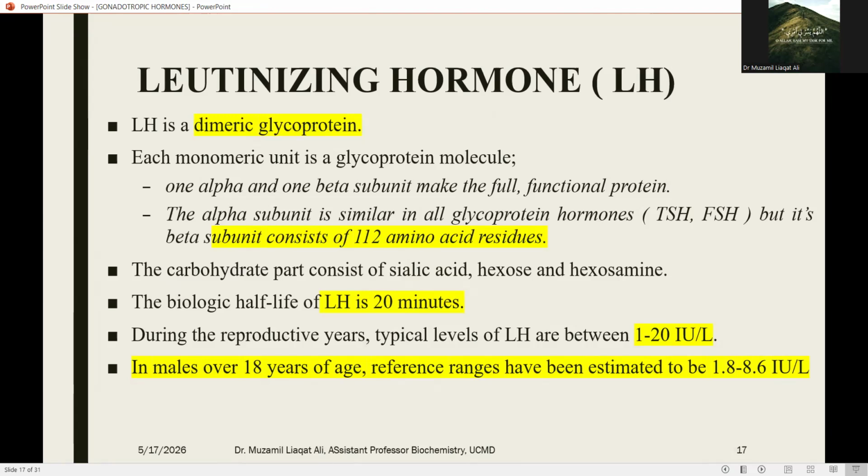So typical levels are 1 to 20 international units per liter in the reproductive age of a female, right? And 1.8 to 8.6 international units in adult males, right?